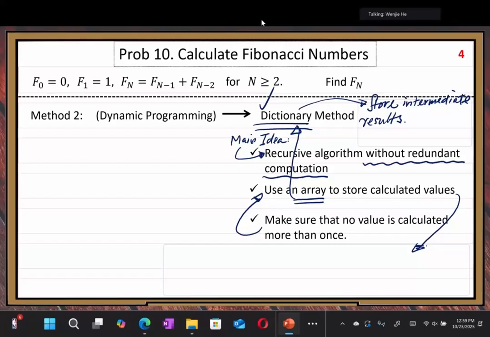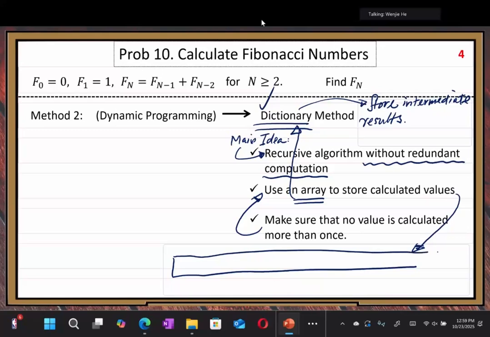Let me draw a diagram here. Suppose this is our dictionary, an array. We have consecutive locations to store our intermediate results. Index 0, 1, 2, 3, consecutive locations, up to a certain number, let's say capital N, the last one.